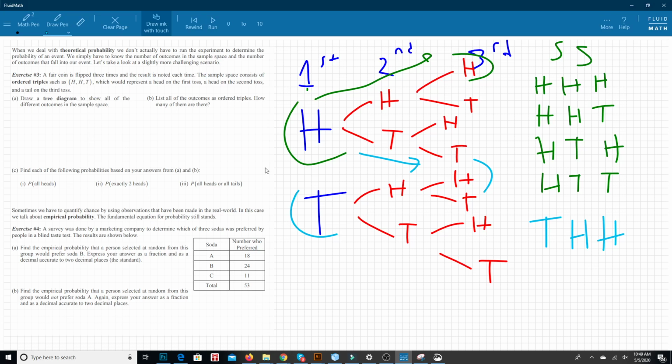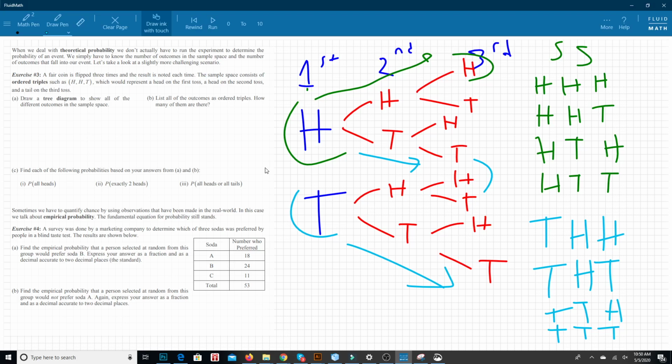Then that would be tails, heads, tails. Then we have tails, tails, heads, and then we'll have tails, tails, tails, right? I hope that's clear. That's showing all the sample space of the probability that you can have as an answer. It says list all of the outcomes as ordered triplets. How many of them are there? Well, there are 8 outcomes as ordered triplets.